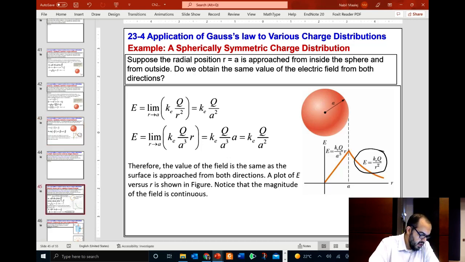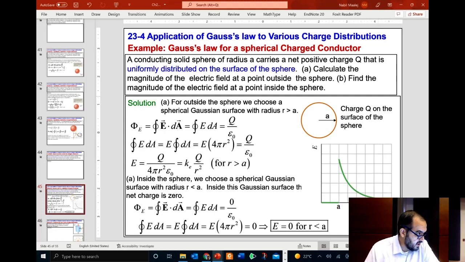All right. Then we did it for a conducting sphere. In the conducting sphere, all the charges are on the surface, and we will study that in the next chapter. If you are outside of the sphere, we use the shell theorem. So outside the radius, we found that the electric field is just kQ over R squared.